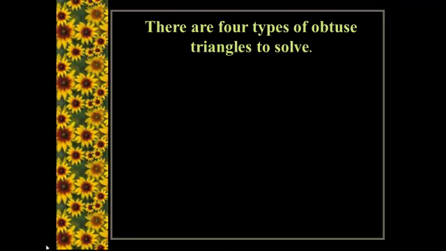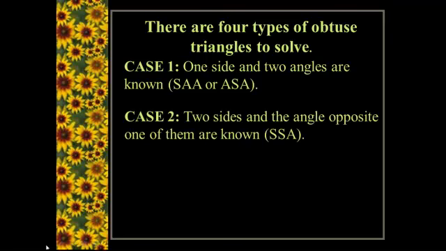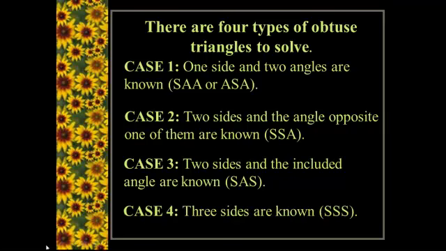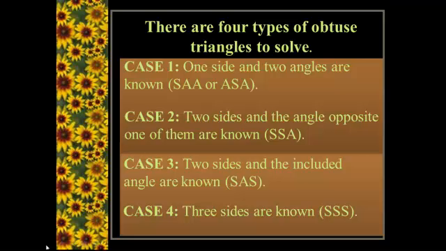There are four types of oblique triangles to solve. One side and two angles are known, SAA or ASA, side angle angle or angle side angle. Two sides and the angle opposite one of them are known, side side angle. Two sides and the included angle are known, side angle side. Three sides are known, side side side. For the first two we use the law of sines. For the second two we will use the law of cosines in the next video.